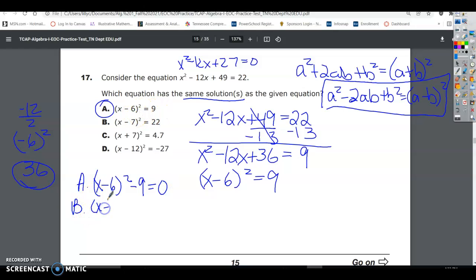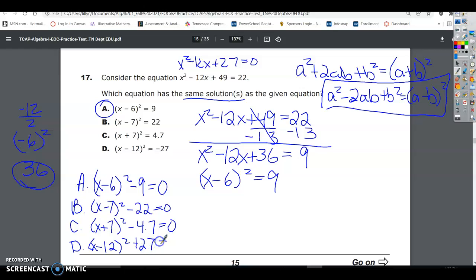B would be x minus 7 squared minus 22 equals 0. C would be x plus 7. Hopefully you see what I'm doing here. And this is not the best practice. This is just a testing strategy if you don't know how to factor very well. This one's minus 27, so that's actually going to be plus 27 when we add it to the other side and set it equal to 0.